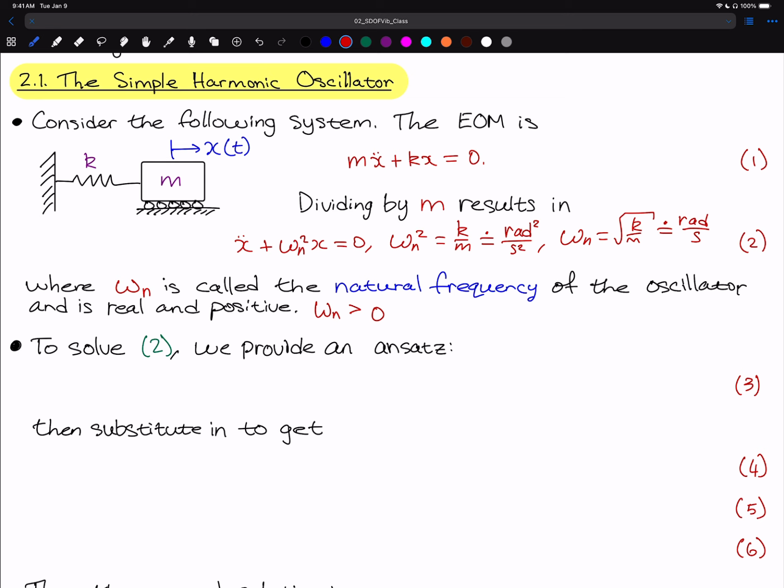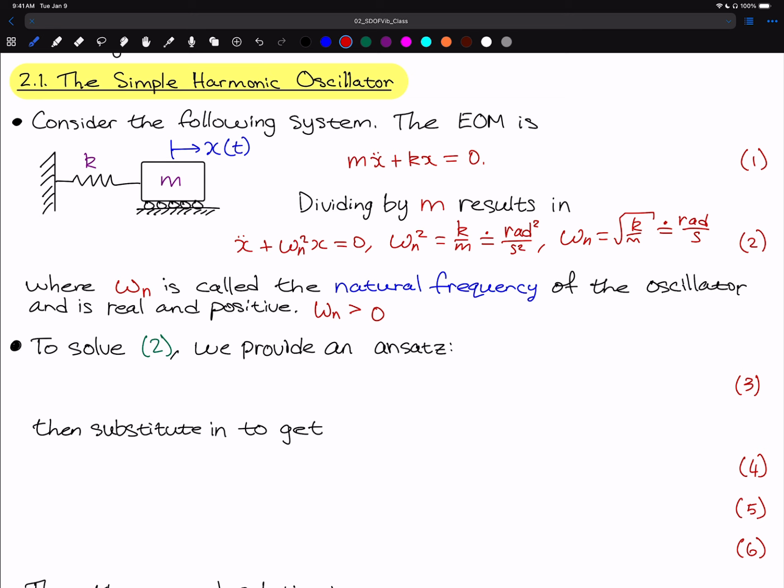Okay, so I mentioned that we're interested in finding solutions to the equations of motion. And in order to solve equation 2 here, we're going to provide an Ansatz. An Ansatz is just a German word that means an educated guess, meaning that somebody somewhere made a guess and they checked to see if their guess worked, and it turns out their guess was right. And now as a result, we have this Ansatz.